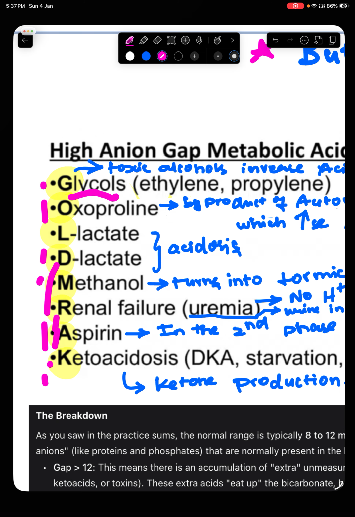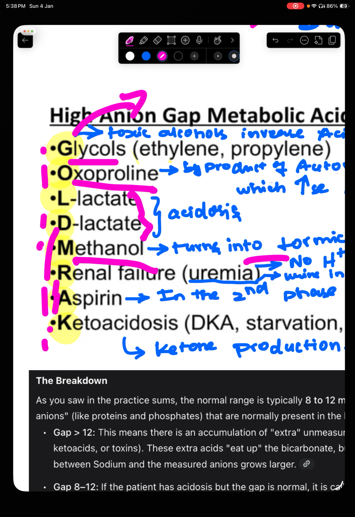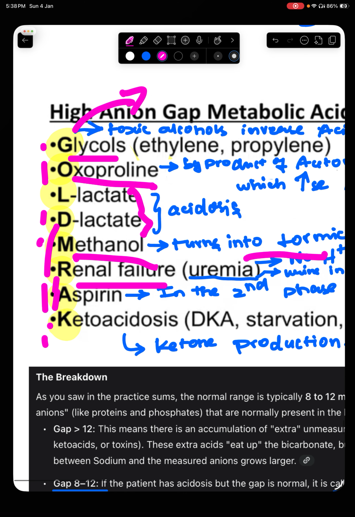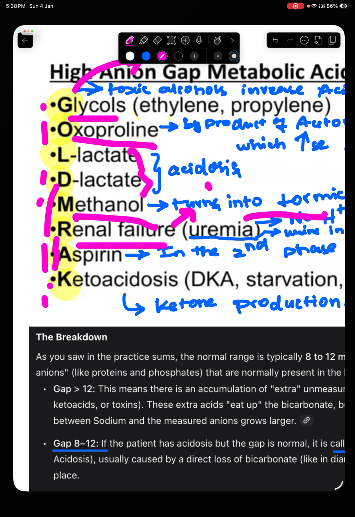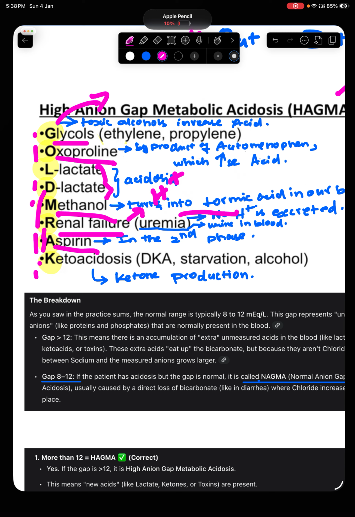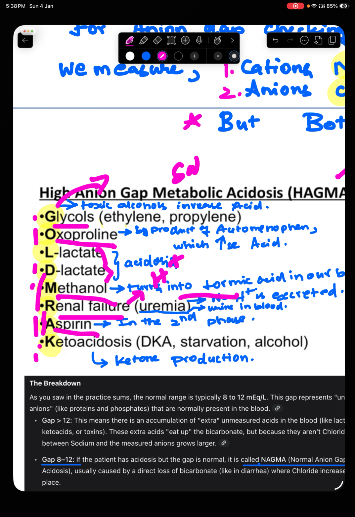Glycols, this is acidosis, oxoproline, again acidosis, lactic acid, all acidosis, methanol of course forms formic acid, acidosis. Renal failure, guys, I've already taught you renal failure. Kidney fails to excrete H plus. Aspirin, guys, we have already studied aspirin, that is salicylate.